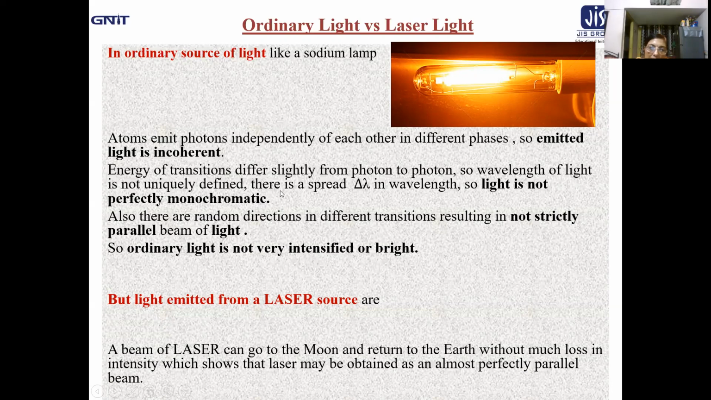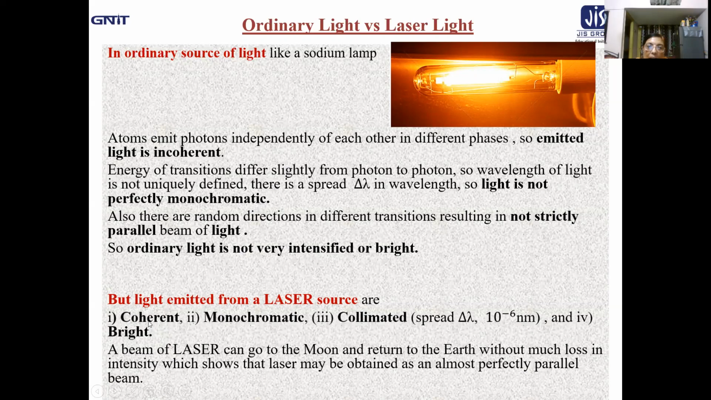But light emitted from a laser source is something different. It is coherent, that means all emitting photons are in the same phase. It is monochromatic, and it is collimated. Here collimated means directional. Here it is found that the spread in the wavelength is of the order of 10 to the power minus 6 nanometer, so almost negligible spread in wavelength. So they are collimated and very bright.